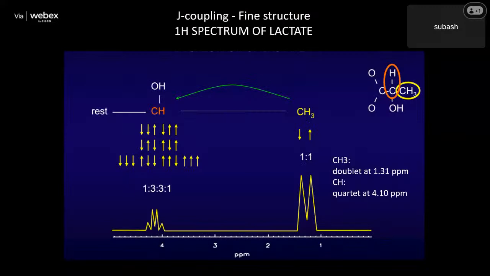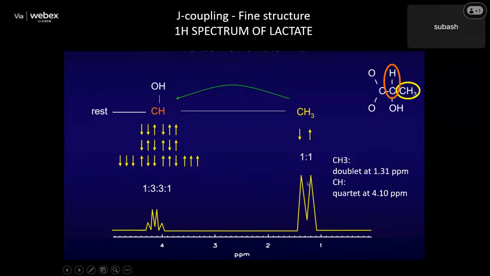Lactate is a very important peak in tumors and other areas where acidosis takes place. When you have anaerobic glycolysis, you see lactate. The CH3, the methyl group of lactate, is at 1.31 ppm, whereas the CH quartet is at 4.10 ppm. And this is very nicely depicted over here.